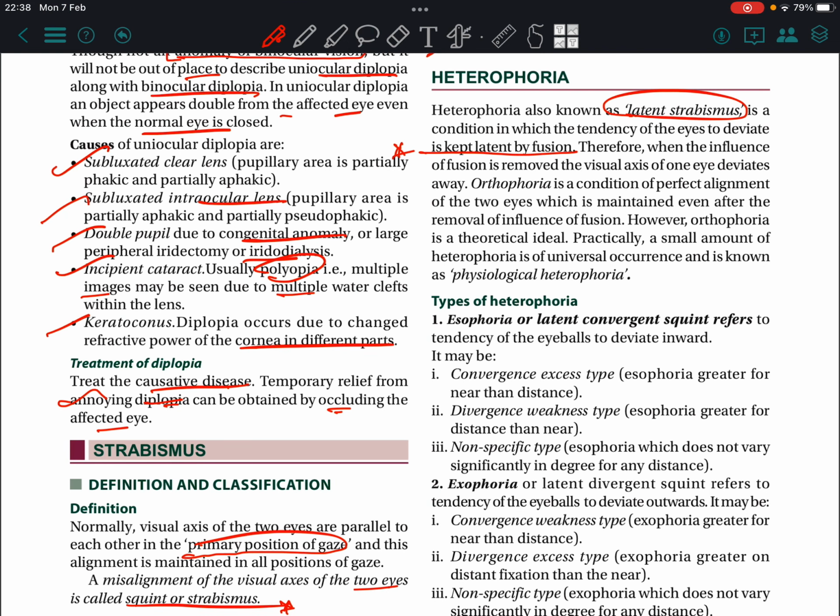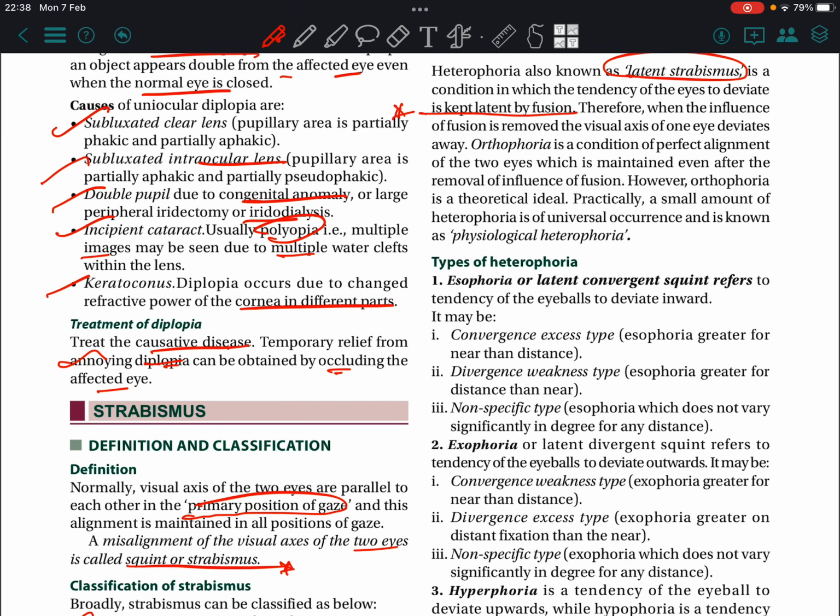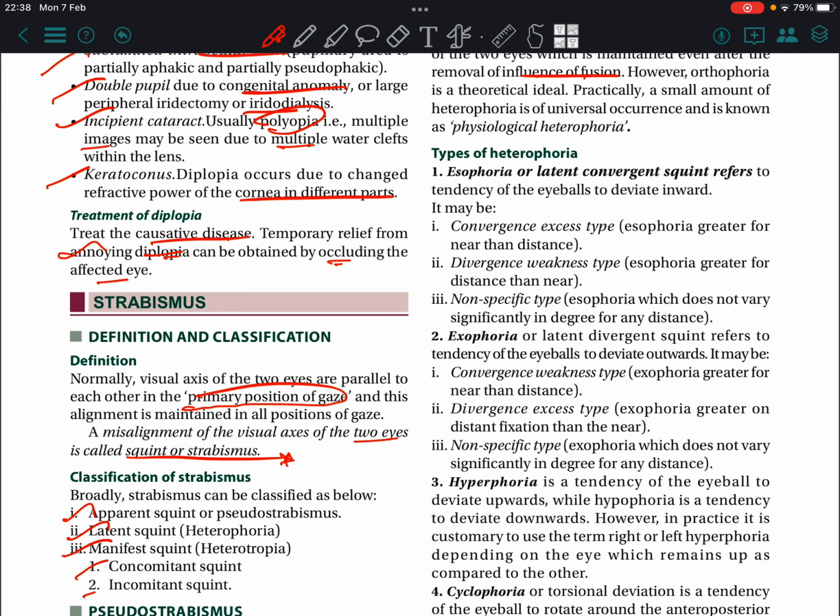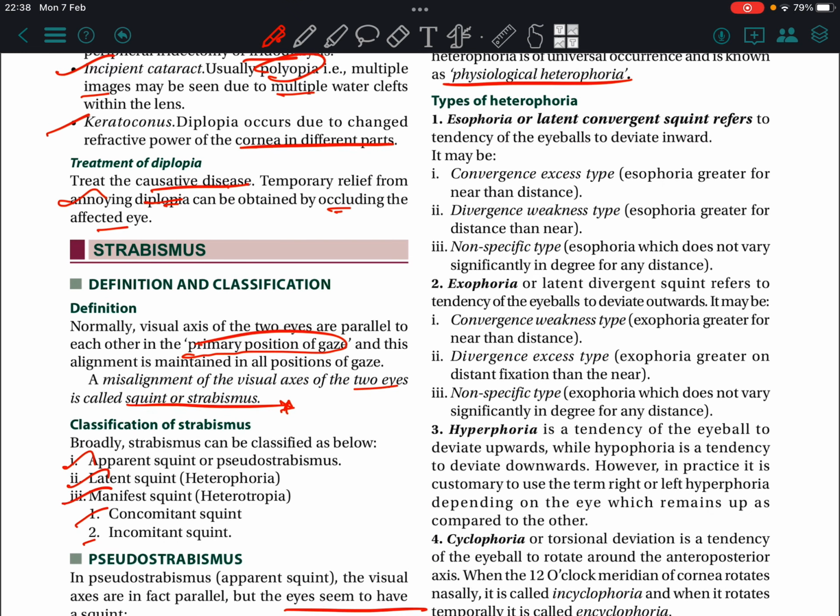Heterophoria, or latent strabismus, is a condition in which the tendency of the eye to deviate is kept latent by fusion. Therefore, when the influence of fusion is removed, the visual axis of one eye deviates away. Orthophoria is a condition of perfect alignment of the two eyes maintained even after removal of the influence of fusion. However, orthophoria is a theoretical ideal. Practically, a small amount of heterophoria is of universal occurrence and is known as physiological phoria.